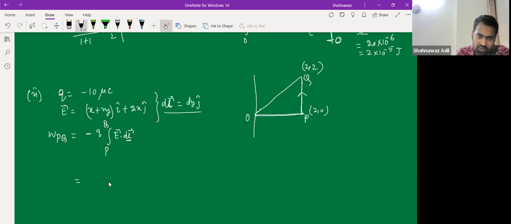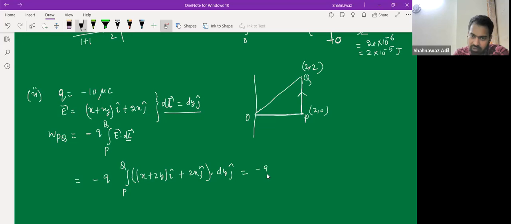So this would be minus Q integral P to Q of x plus 2y i hat plus 2x j hat dot dy j hat. So only j and j will survive, right? So I will have minus Q, and P is 2, 0 and this is 2, 2 Q. And I will have 2x dy. Right, guys? Is that clear?